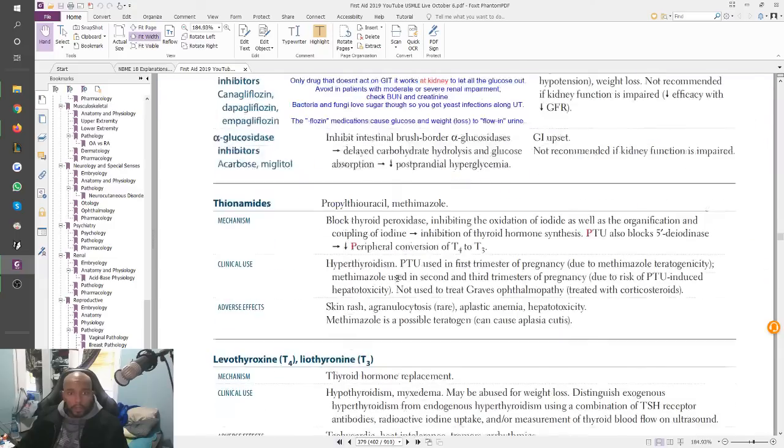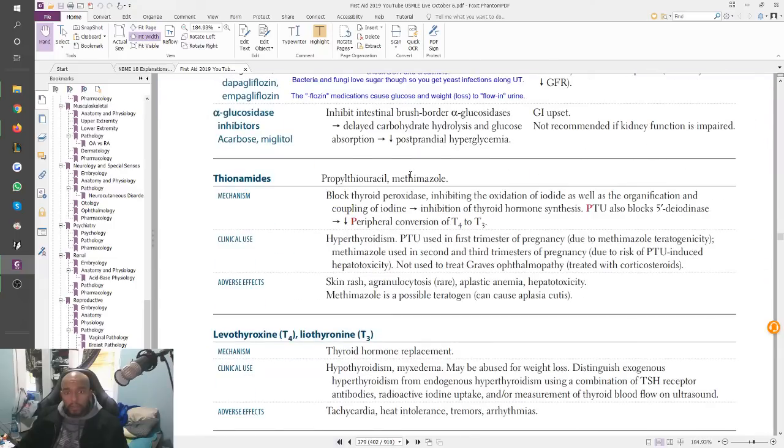Alright, so right here, thionamides: propylthiouracil, methimazole. Another big topic you can get about these is which one you can take when you're pregnant, right? You have to remember that the way both of these medications basically work is by stopping thyroid peroxidase, so you can no longer oxidize iodide, and that's going to stop you from making more thyroid hormone. So this is perfect for patients with any case of hyperthyroidism.